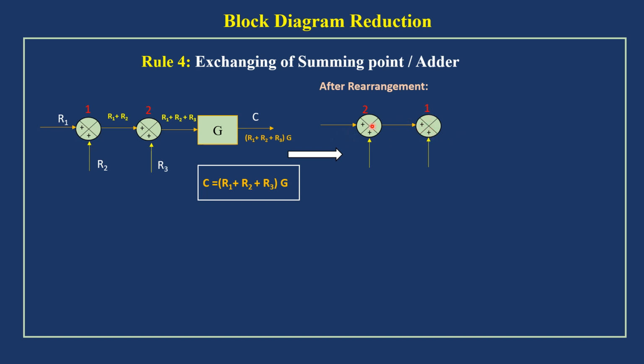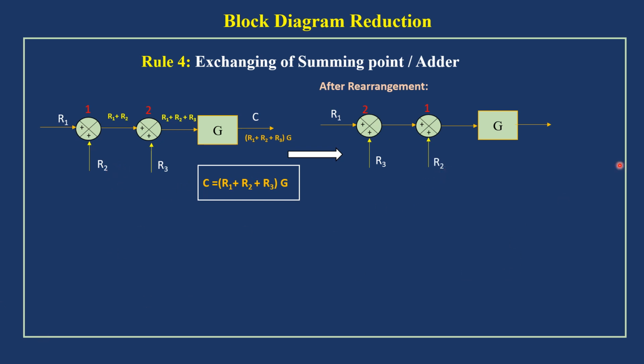Now I have exchanged the two summing points, the second summing point in the place of the first and the first in the place of the second. So I am giving the same inputs here. The main input is R1. What is the second summing point input? R3, so R3 is given here. And what is the first summing point input? R2, so R2 is given here.